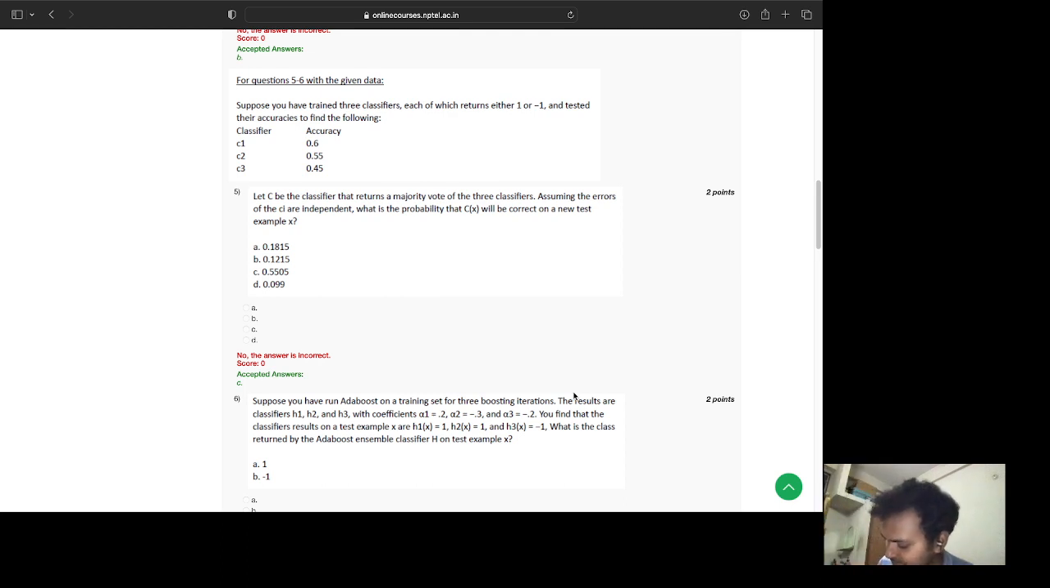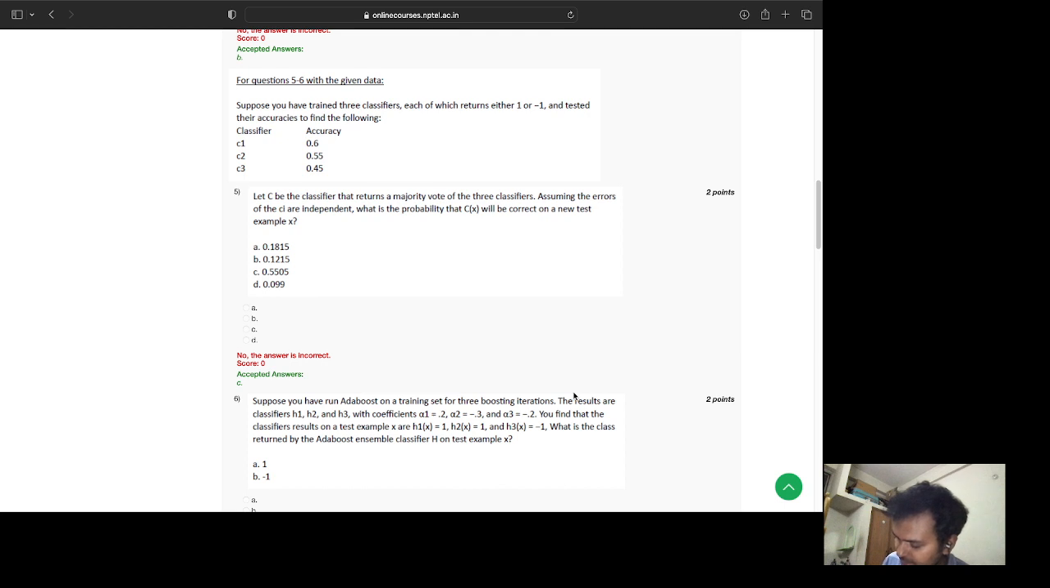Anyway, okay, fine. Right, so let C be the classifier that returns a majority vote of the 3 classifiers. Assuming the errors of the Ci are independent, what is the probability that C will be correct on a new test example? Okay, so the first condition would be if all of them are correct. So that means 0.6 into 0.55 into 0.45. This is the probability of each of the classifiers being correct.